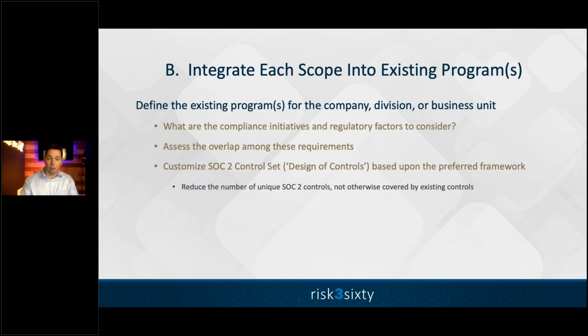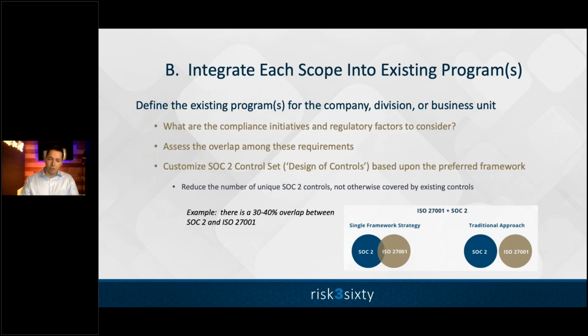So like we mentioned, we want to reduce the number of unique SOC 2 controls. So basically, we're just reducing the net new requirements related to SOC 2 as we integrate SOC 2 into existing frameworks. So as an example here, I've shown there's a 30 to 40% overlap between SOC 2 and ISO 27001. So when you're considering both of those frameworks together, and you build that SOC 2 control set based on ISO, you're basically getting credit for that amount where there is overlap.